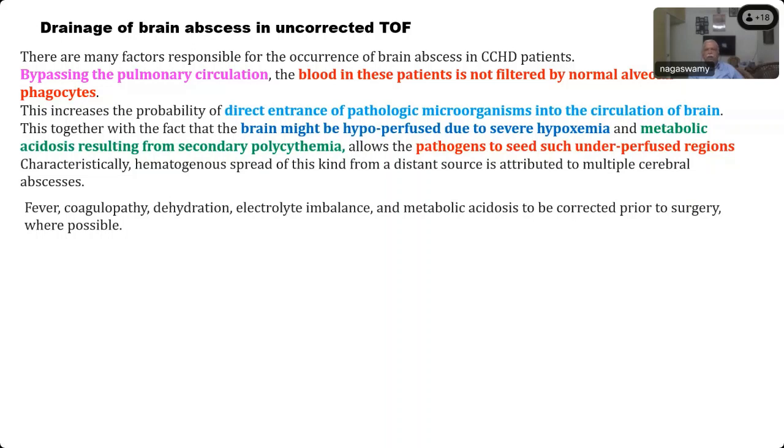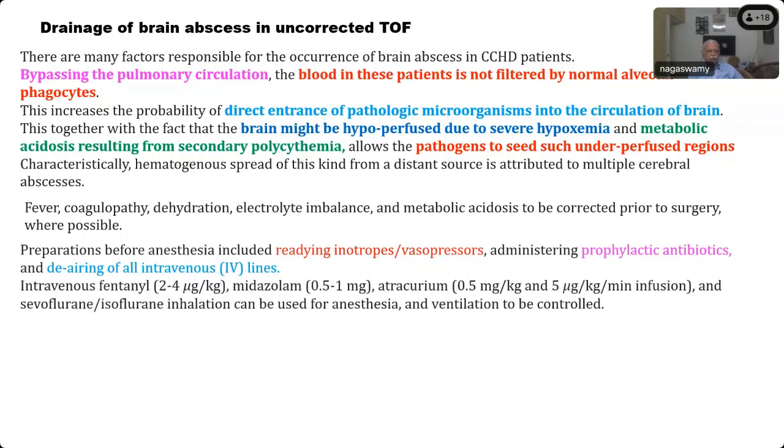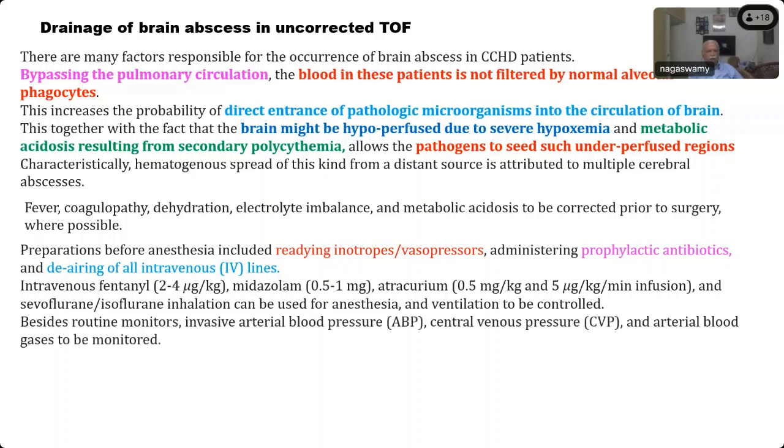And the patient will have fever, coagulopathy, dehydration, electrolyte imbalance, and metabolic acidosis, which all need to be corrected prior to surgery. And the preparations before anesthesia are keeping the inotropes and vasopressors ready, and prophylactic antibiotics should be given, and de-airing of all intravenous lines should be done. You can give fentanyl 2 to 4 micrograms, midazolam, atracurium, and sevoflurane or isoflurane inhalation, and ventilation can be controlled.